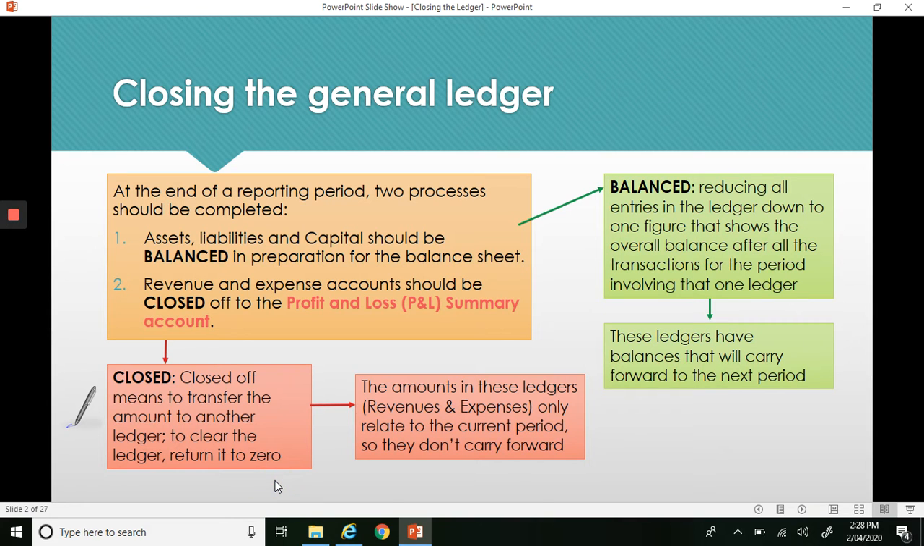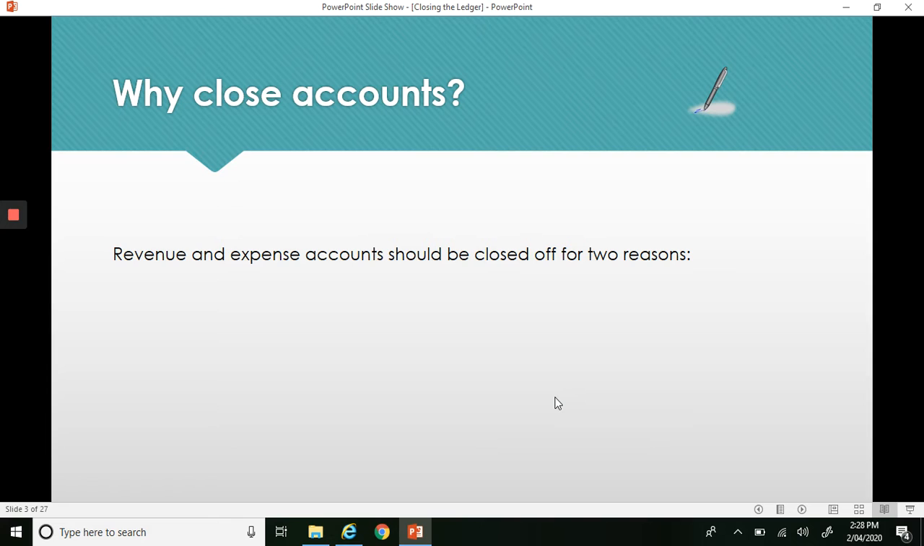So the amounts in these ledgers, the revenues and expenses mostly, only relate to the current period, so they don't carry forward. That's why they need to be closed rather than balanced. They need to be closed off to work out the profit for the period. So that brings us to why close accounts.